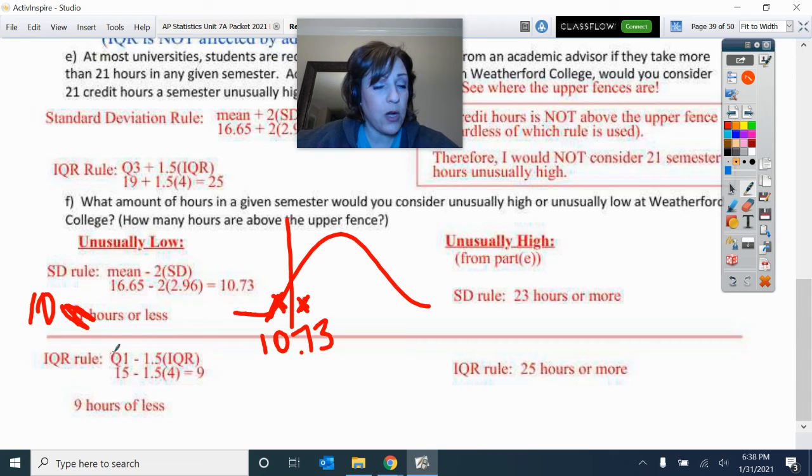And then for the IQR, Q1 minus 1.5 IQRs is 9. So on that one, it would have to be 9 hours or less.